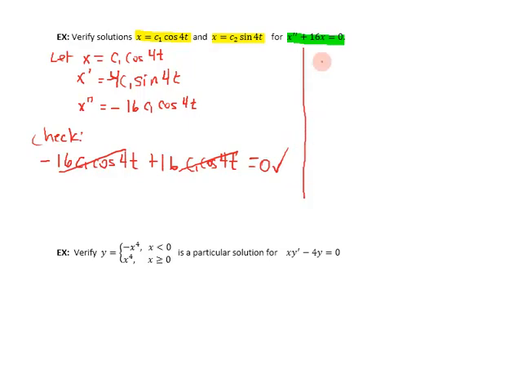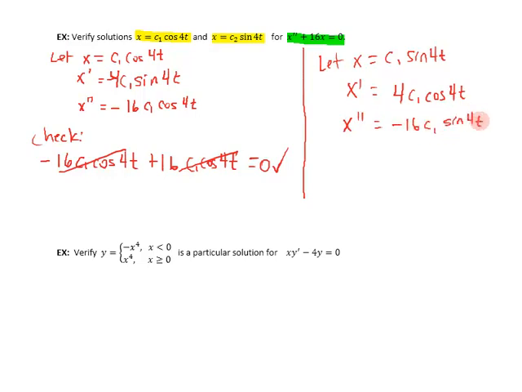Okay, let's do x equals c1 sine of 4t. Then x prime is 4c1 cosine of 4t, and the derivative of that is negative 16 c1 sine of 4t. Again, because the derivative of cosine is negative sine, that's the negative, times the derivative of what's inside gives me the 4 out front. 4 times 4 is 16.